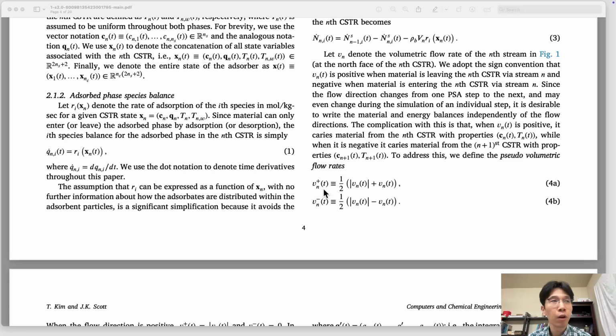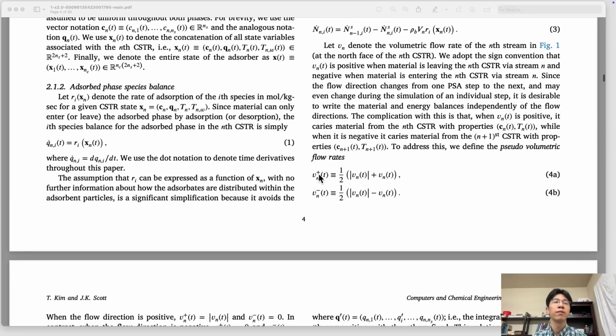The main takeaway here is that the positive pseudo volumetric flow rate and the negative pseudo volumetric flow rate work together, right? First of all, they're always positive, or I should say non-negative, and if one is positive, then the other one is 0, right? So you can kind of see that.